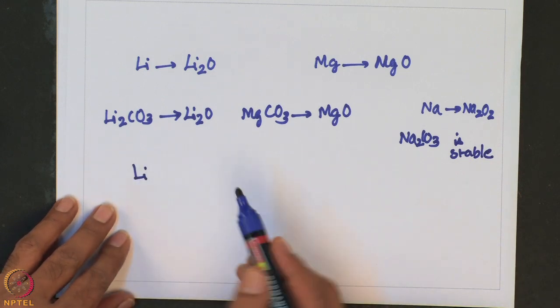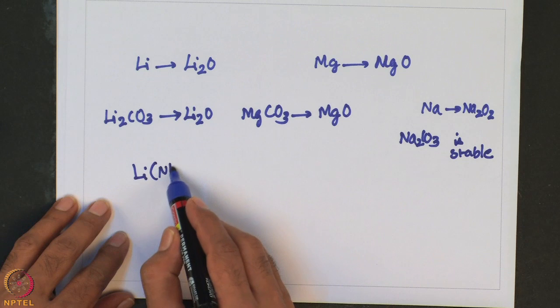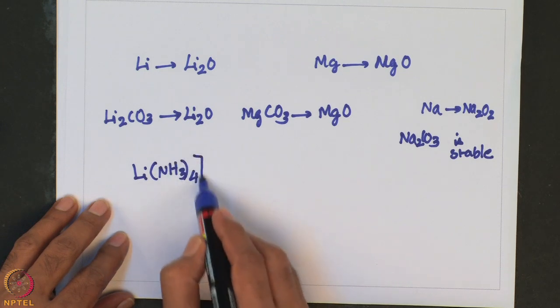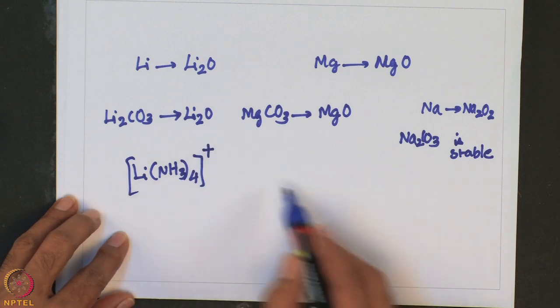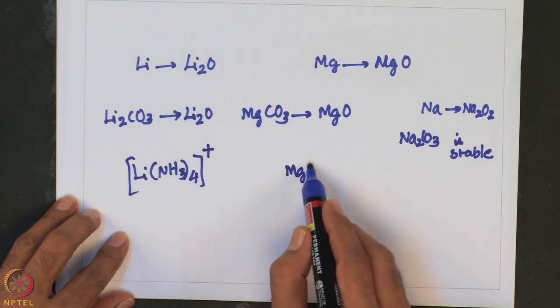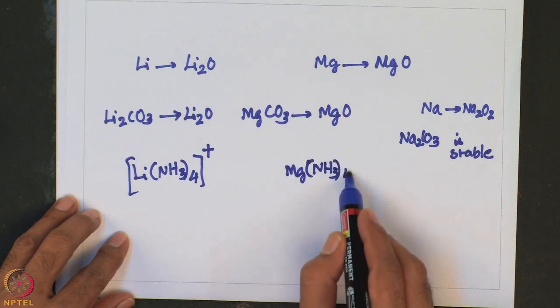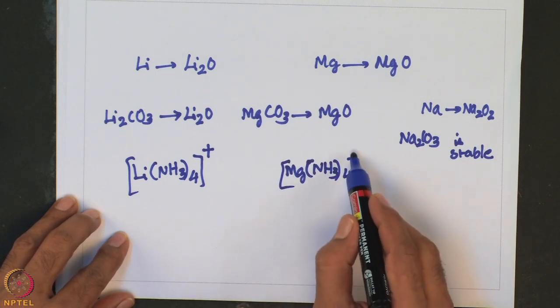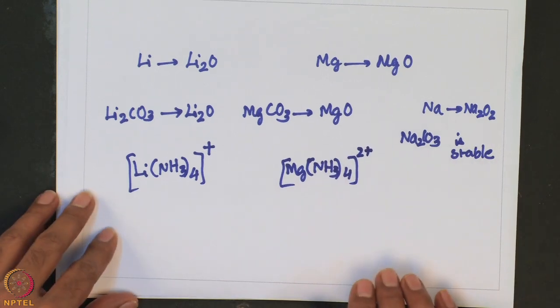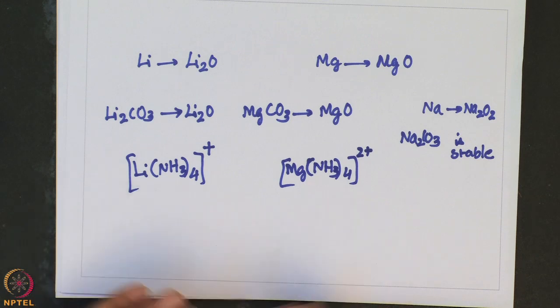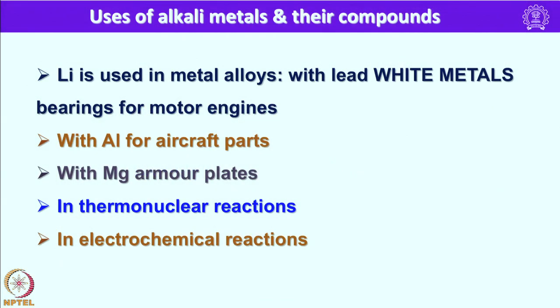And lithium forms a tetraammine complex like this. Similarly, magnesium also forms a tetraammine complex. Okay. For the time being, these three examples are enough to show the similarities between lithium and magnesium. When I start discussing the chemistry of alkaline earth metals, I would come back again to show more similarities between lithium and magnesium. Now, let us look into the uses of alkali metals and their compounds.